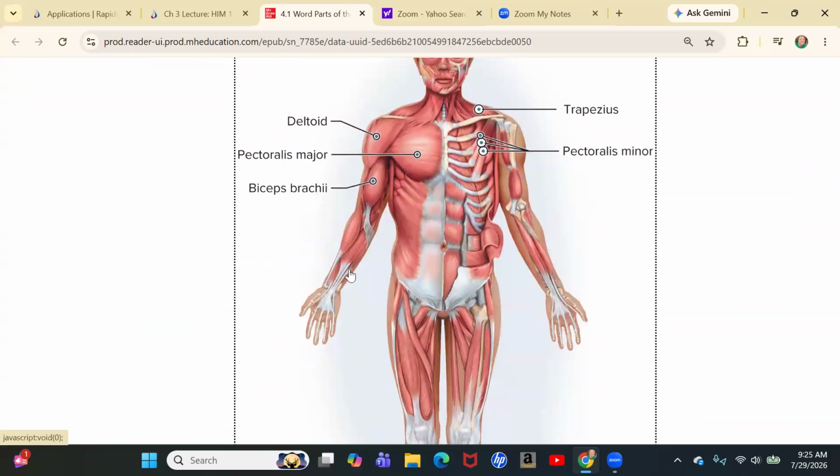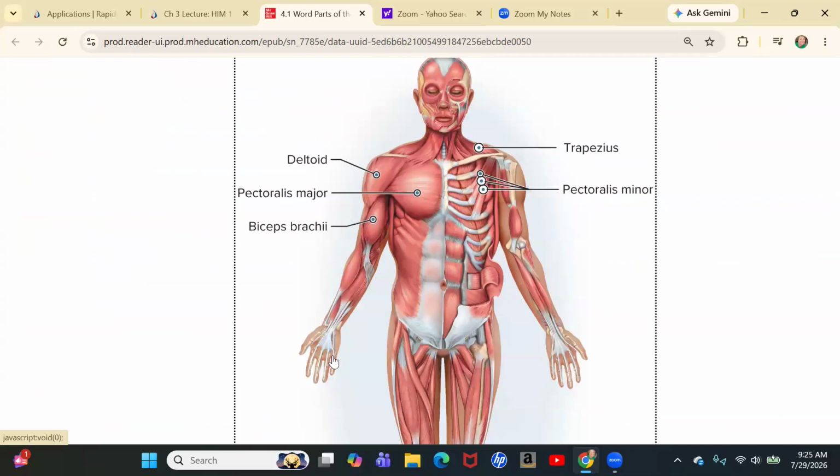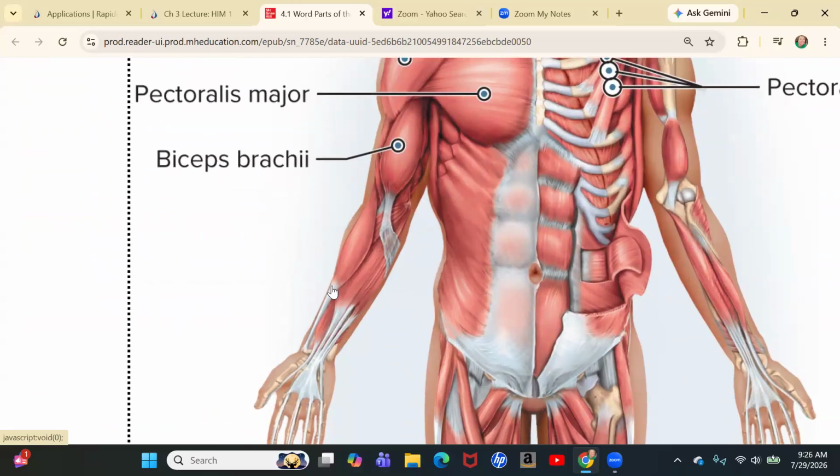Is there a picture? Yeah. I don't really see it, but there's a tendon here. A good example of a tendon would be right here, where you see the muscle attaching to the distal end of the bone. So, tendon.